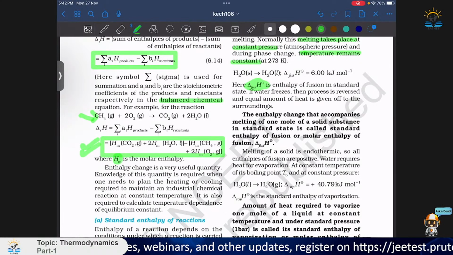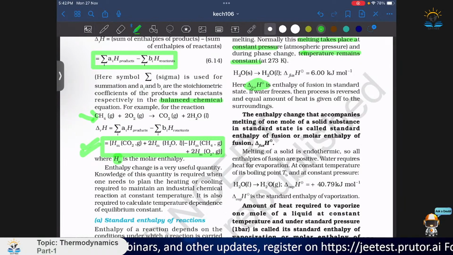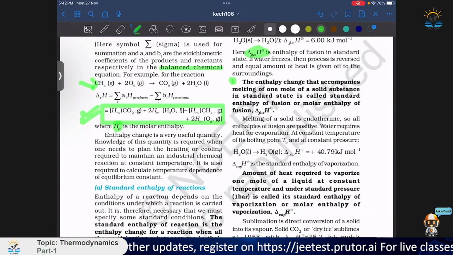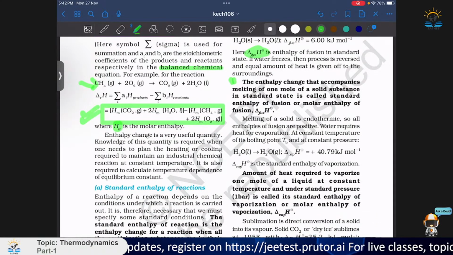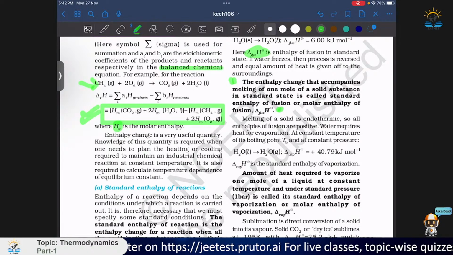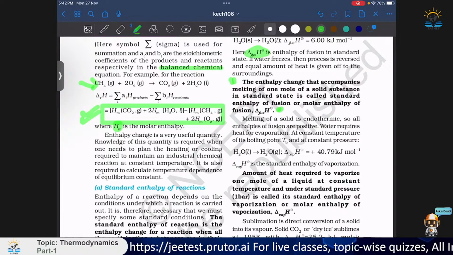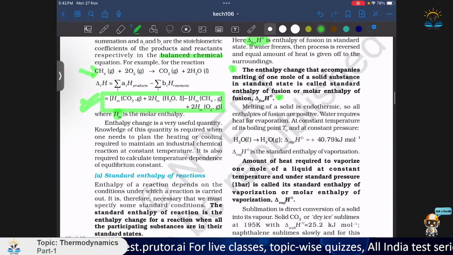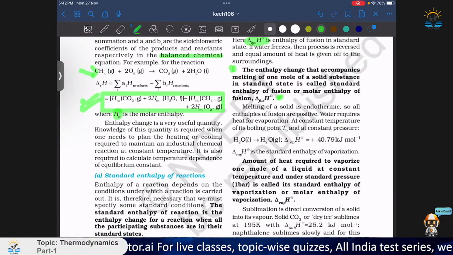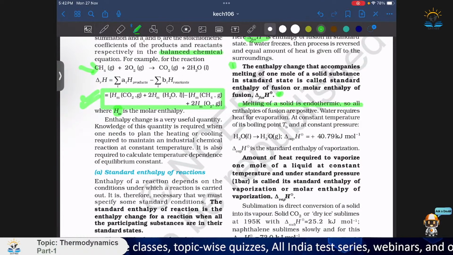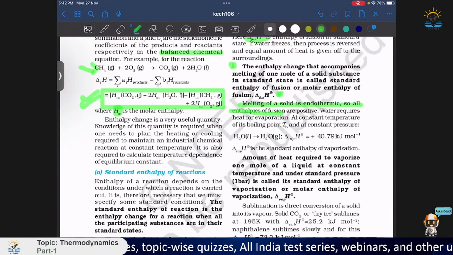This is the reaction which they have given, and the enthalpy of fusion is defined as delta H fusion. Definition: the enthalpy change that accompanies melting of 1 mole of solid substance in standard state is standard enthalpy of fusion or molar enthalpy of fusion. Melting of a solid is endothermic, so all enthalpies of fusion are positive. Why? Because melting is always endothermic.